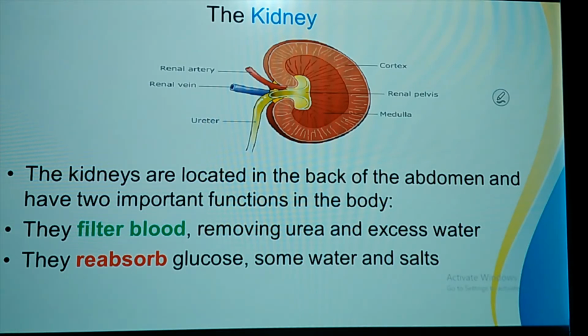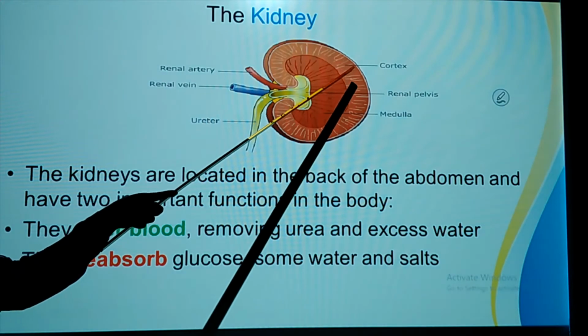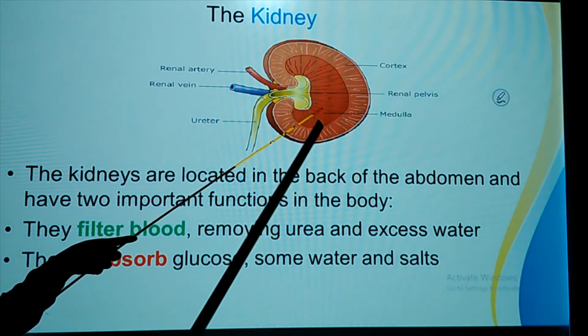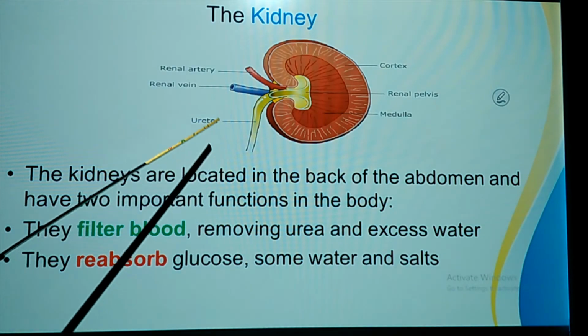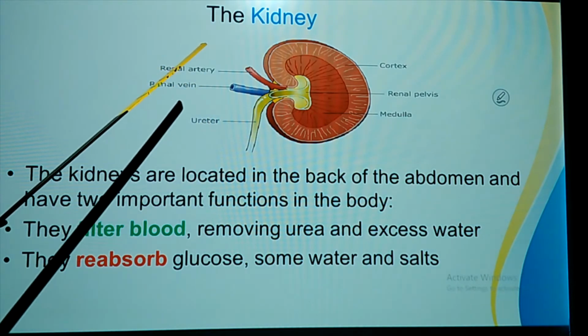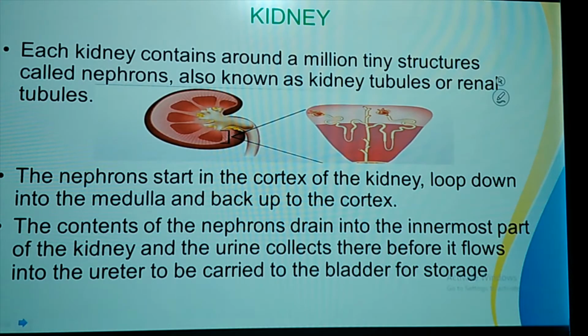If you have to label the kidney, you know that this is the cortex, the outer part, the inner part is the medulla. Here you have the renal pelvis. You already know the ureter, the renal vein and the renal artery. We're still talking about the structure of the kidney.